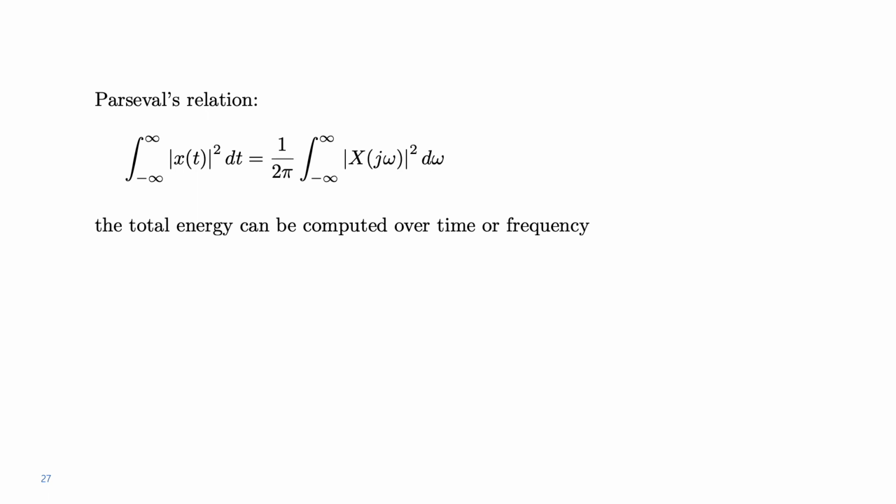Let's now conclude with a very important relationship, which is Parseval's relation, which says that the total energy of a signal can be computed over time or over frequency equivalently. The relation states that the absolute magnitude of the signal in time squared and integrated is the same as 1 over 2 pi, the integral of the square magnitude of its Fourier transform.